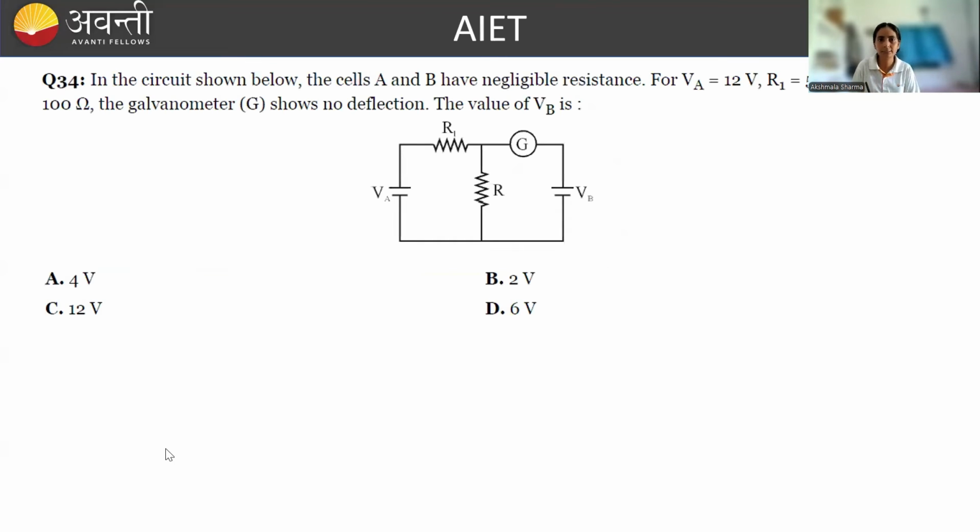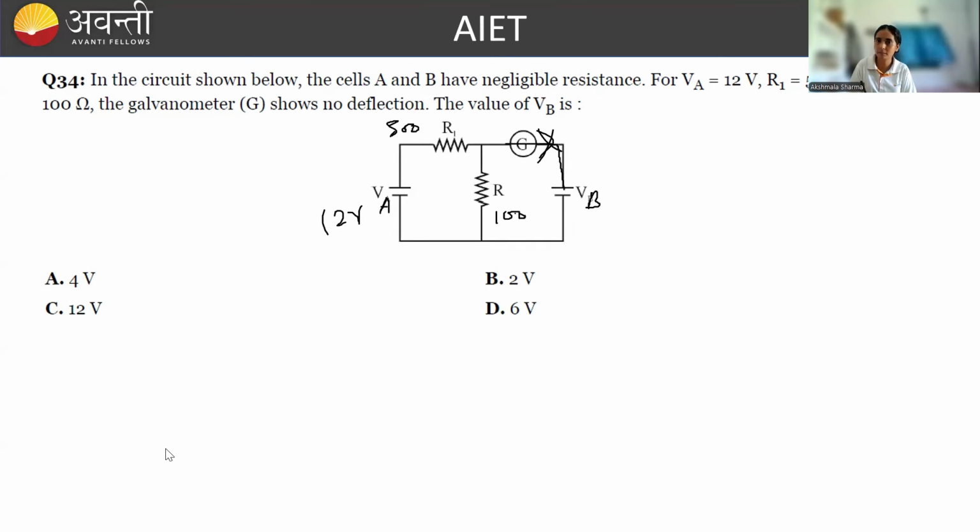In the circuit below, cells A and B have negligible resistance. This is A and this is B. VA is given, that is 12 volt, and R1 is 500 and R is 100. The galvanometer shows no deflection. So no current is flowing in this arm.